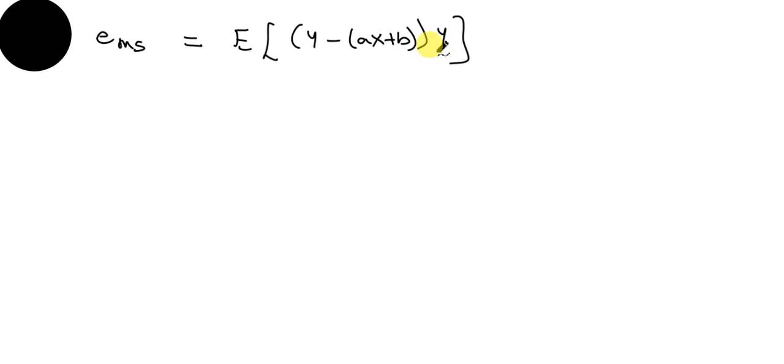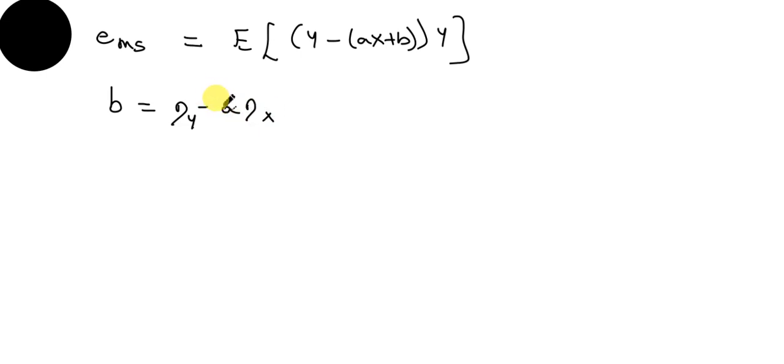Okay, with this in mind, what happens to our EMS? Now my EMS is slowly getting reduced to the first term, expectation of y minus (ax plus b), this whole thing into y. Okay, so we will now replace our b. What do I know about my b? I know that b is nothing but eta y minus a into eta x.